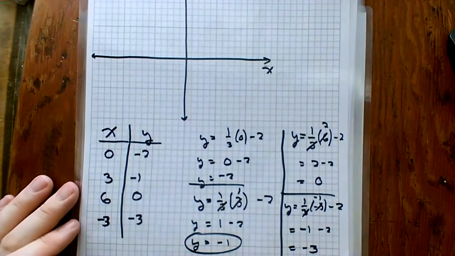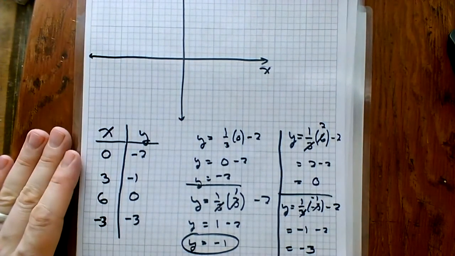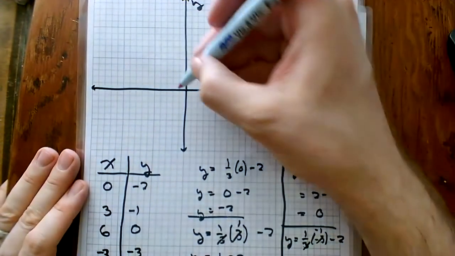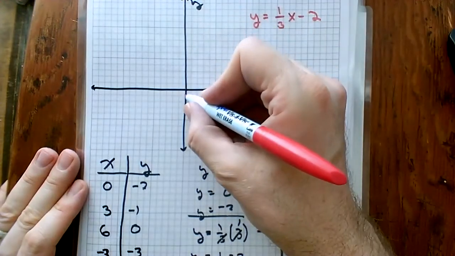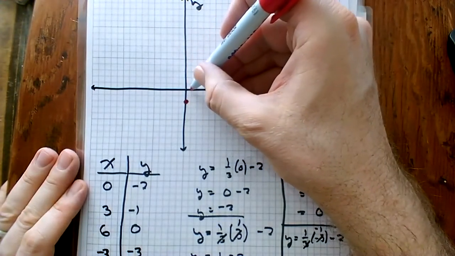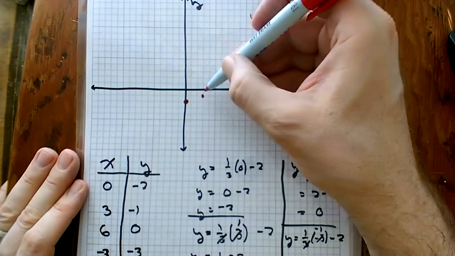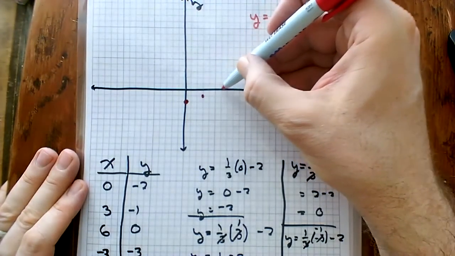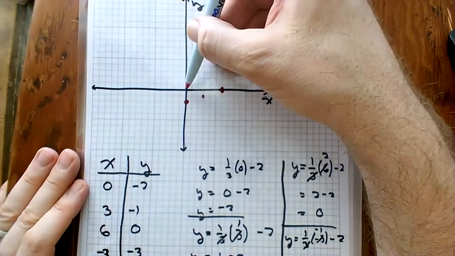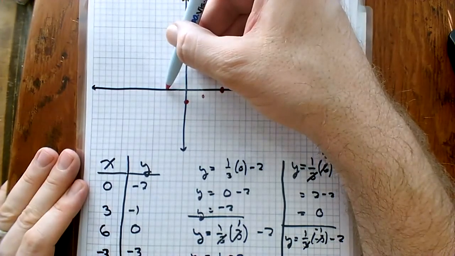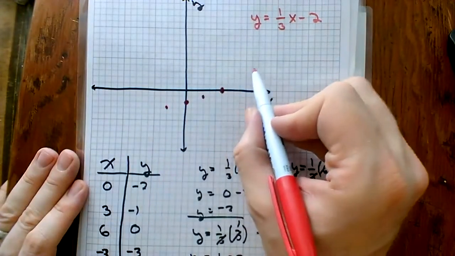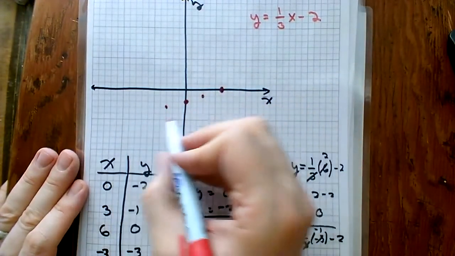So what happens when I plot these points, we're going to see still a very consistent pattern. When x was 0, y was -2. When x was 3, 1, 2, 3, y was -1. When x was 6, so 3, 4, 5, 6, y was 0. And when x was -3, 1, 2, 3, y was -3. So I see this very nice, clean pattern.